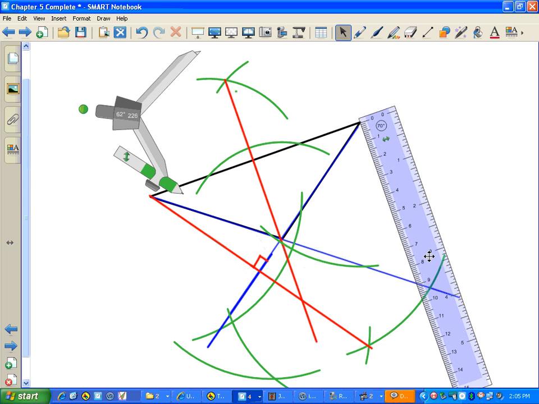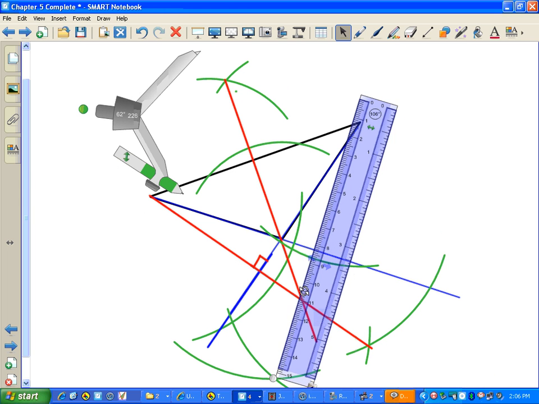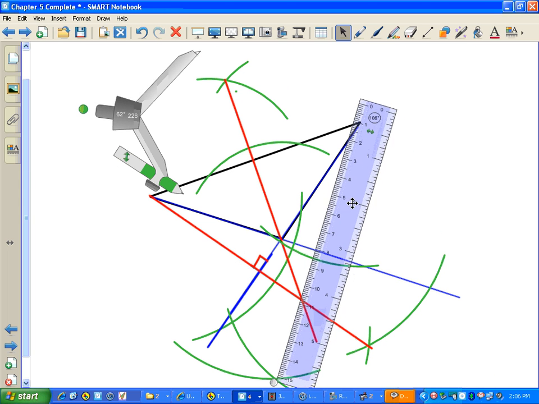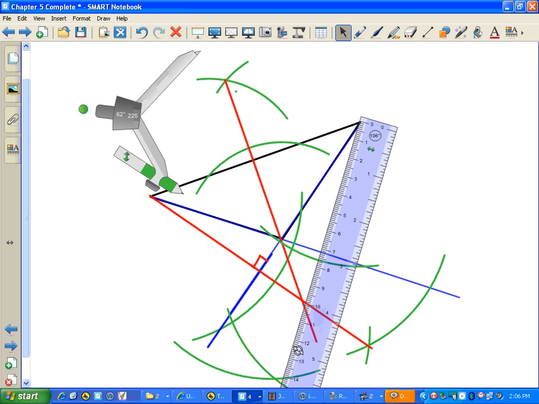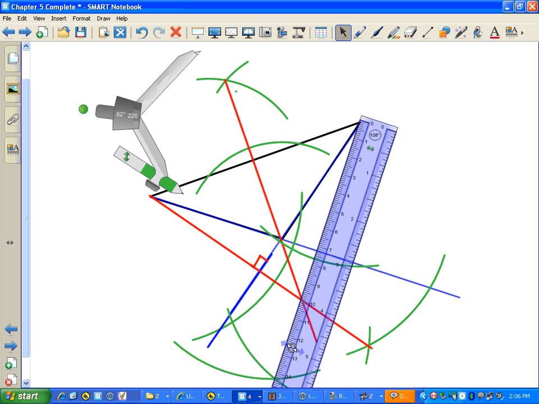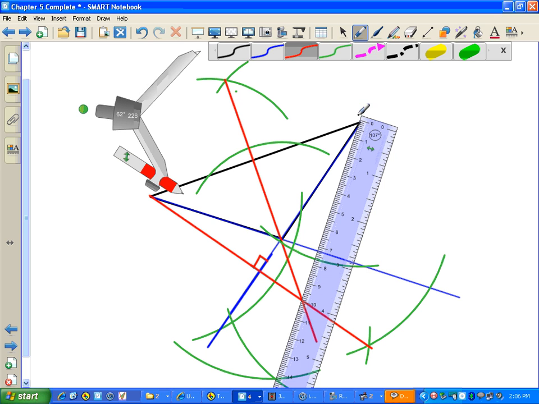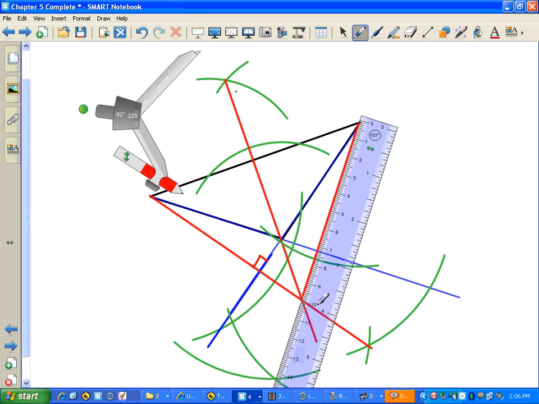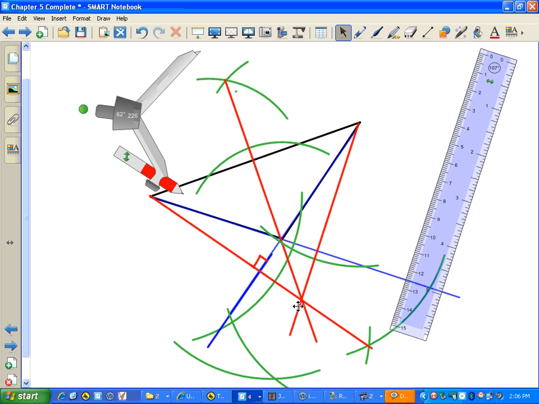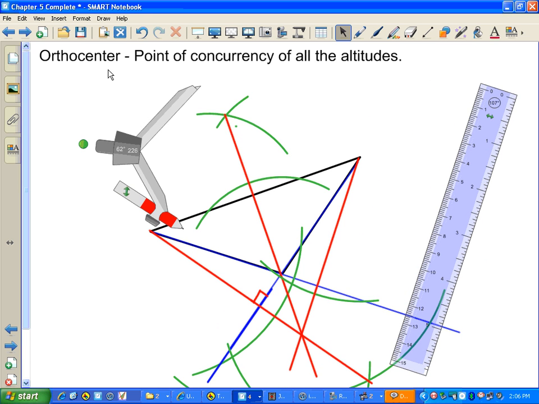So if I connect this, well, I almost didn't make it, but it did. Oh, actually here, to there, that'll be my last altitude, and I can already tell that they're all going to meet in the same place, so that reassures me that I did it right. This spot right here where they all meet is called the orthocenter.